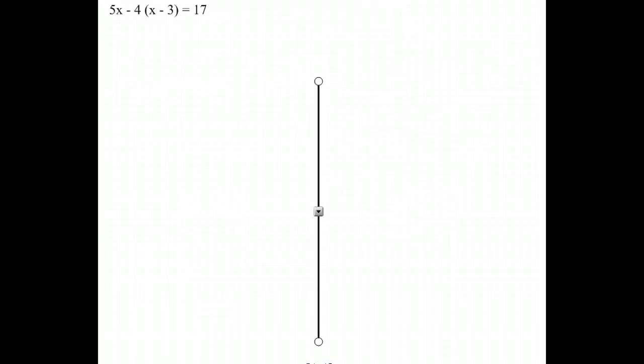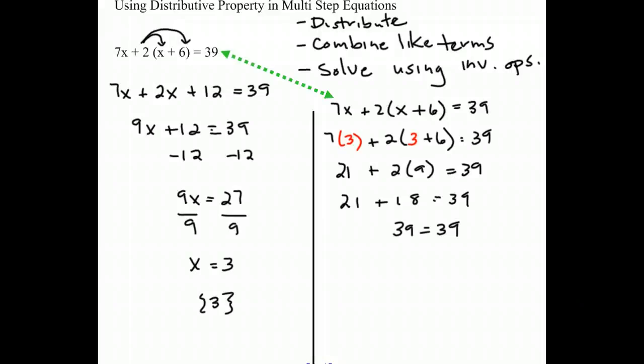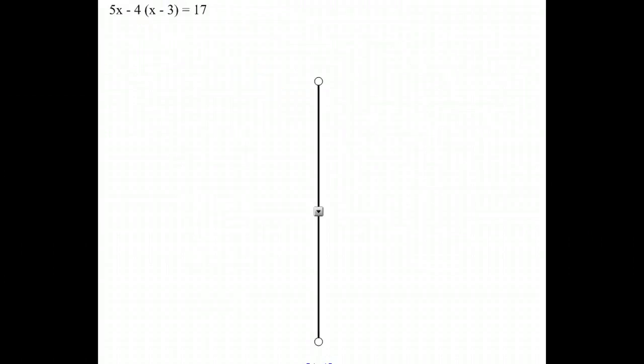Let's do one more example with the distributive property. This one's a little bit trickier than the first, because on the first problem, what we were distributing was positive. I was distributing a positive 2. However, if you look at our new example, we have to be very careful to remember that what we're distributing is negative.